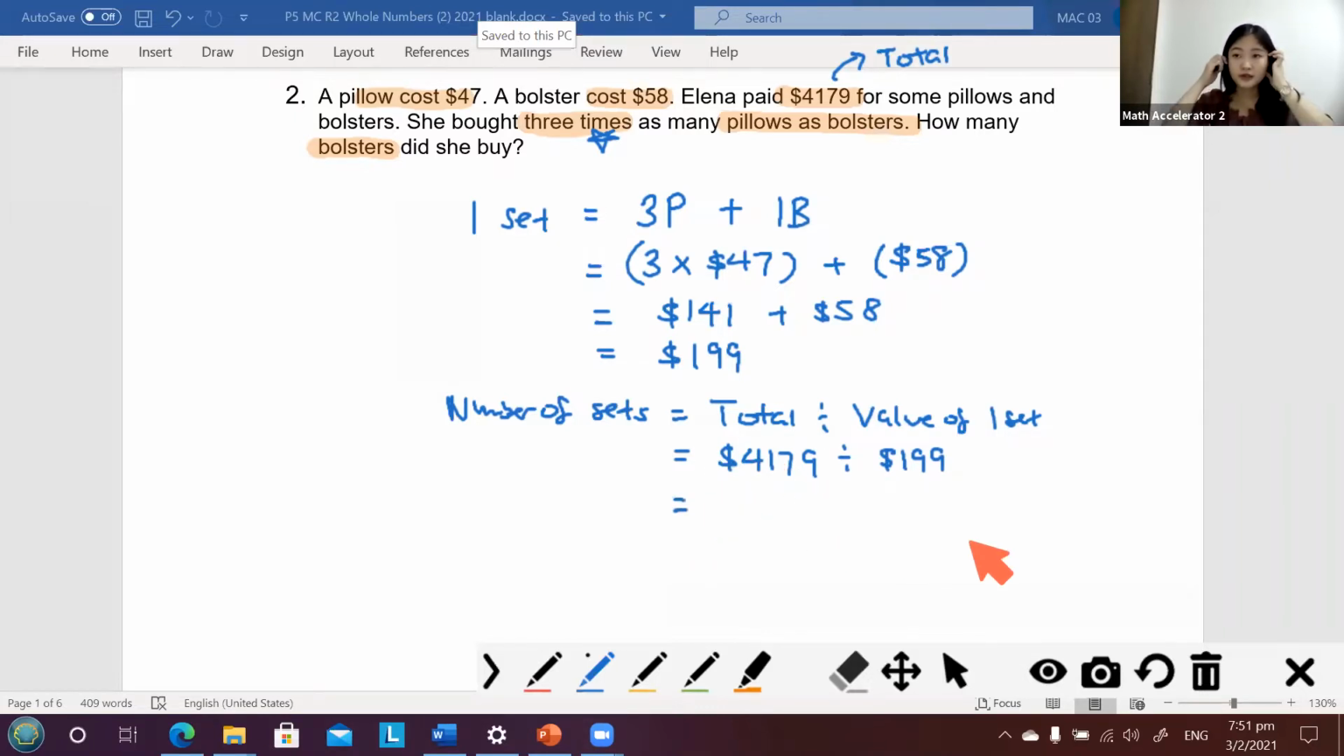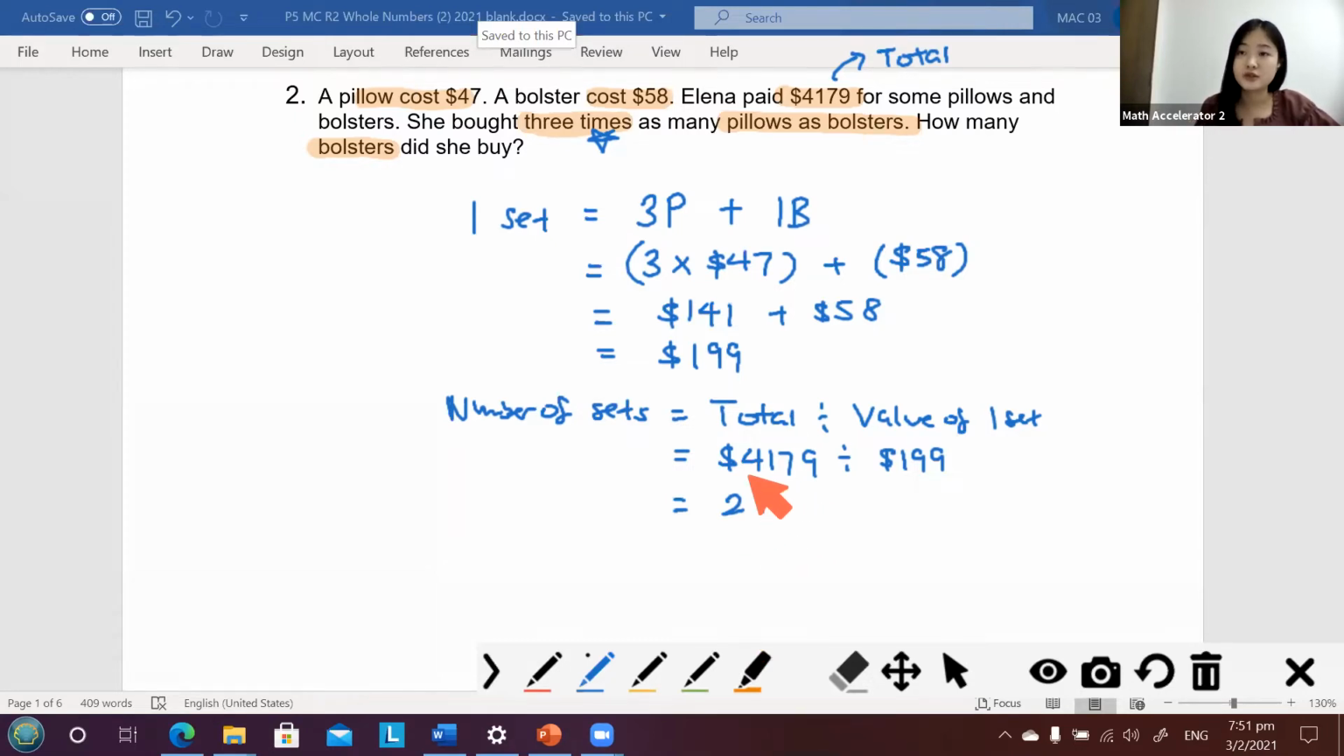You can use your calculator and type it out. What do you have? You can type it in the chat. A lot of you have 21, right? Good. So 21 is your number of sets.